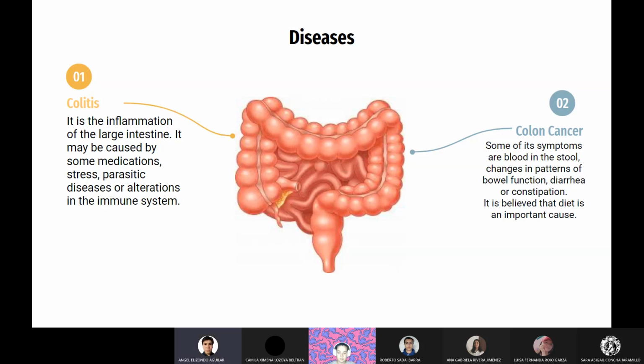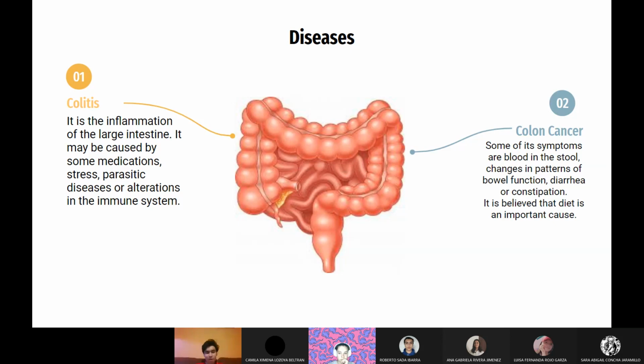Okay, so now that we know the parts and the functions of the large and small intestine, let's talk about the two most common and known diseases of this intestine. First, we have colitis, which is the inflammation of the large intestine. It may be caused by some medications, stress, parasitic diseases, or alterations in the immune system.